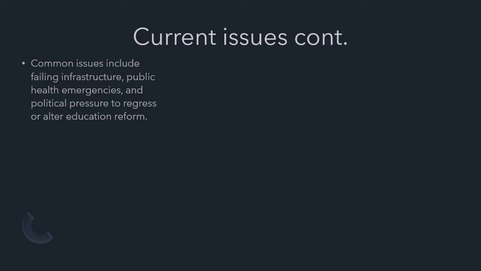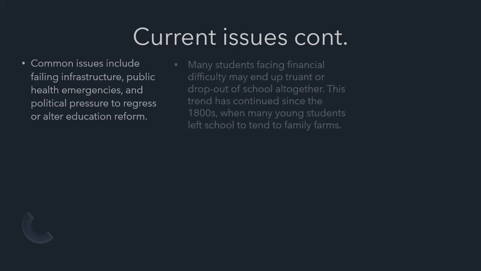For a long time, this has been the norm for education, and educators would like to make it so that educators are the ones who influence education and not just politicians. Many students facing financial difficulty may end up truant or drop out of school altogether. This trend has continued since the 1800s, when many young students left school to tend their family farms.